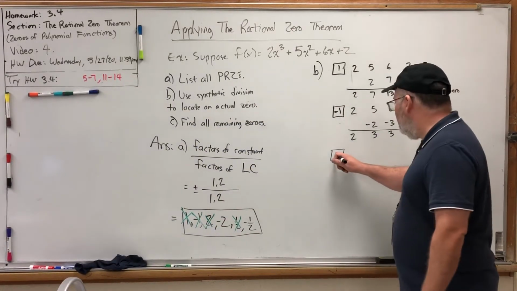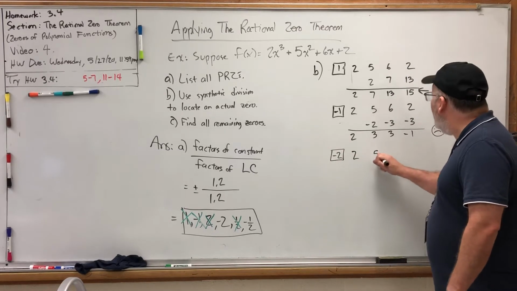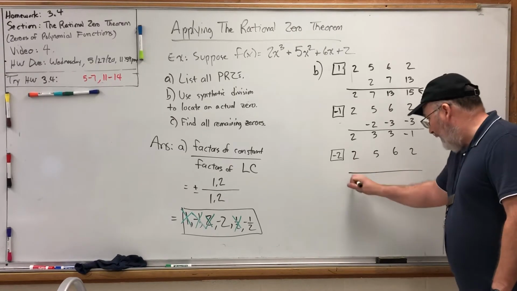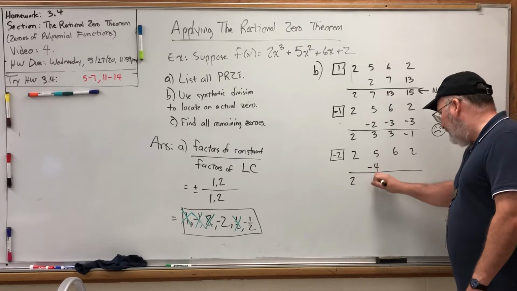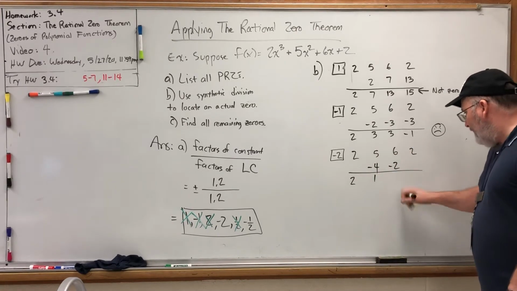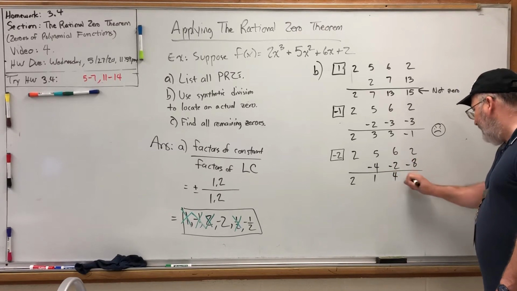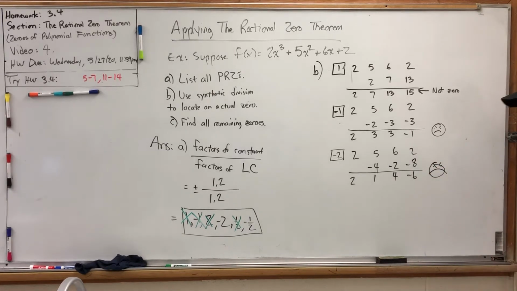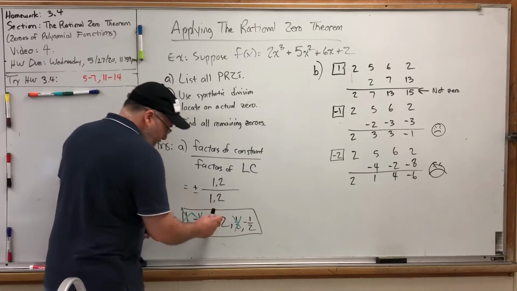Let's try -2. 2, 5, 6, and 2. Add to get 2, multiply to get -4, add to get 1, multiply to get -2, add to get 4, well this isn't going to work, multiply to get -8, and add to get -6. Bigger angry face because I've just done 3 synthetic division problems, and all they told me is I chose poorly.